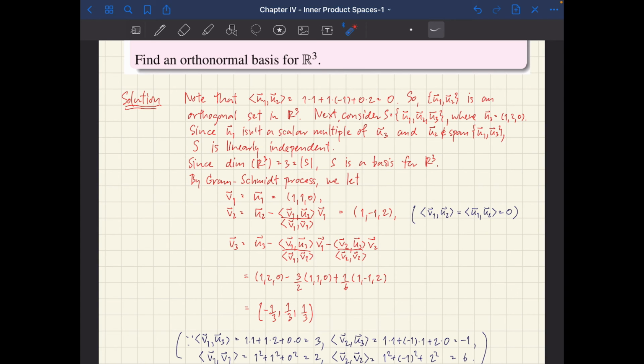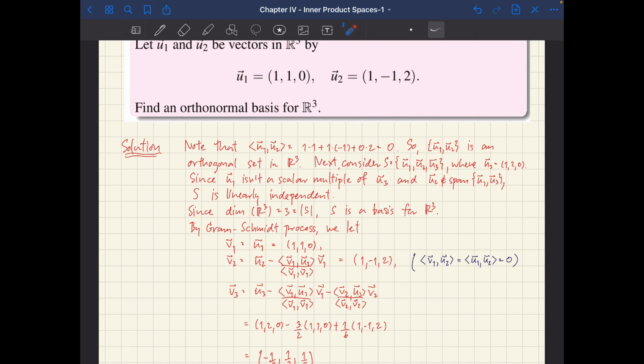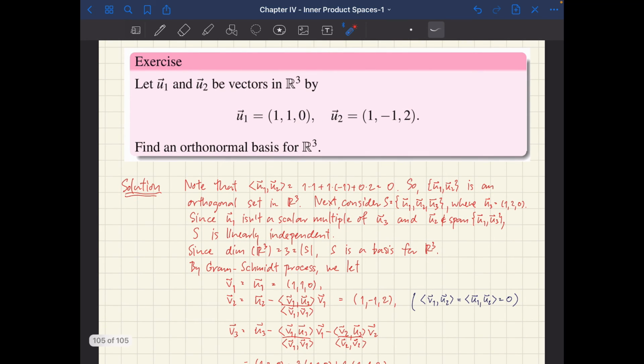First we enlarge this set. I call this set S, and we consider the set u1, u2, and u3, where u3 is equal to (1, 2, 0). Why do I use this one? Actually the vector u3 doesn't have to be (1, 2, 0); you can use any vector, but you need to make sure that u1, u2, and u3 are linearly independent. And why do you need to make sure that u1, u2, and u3 are linearly independent?